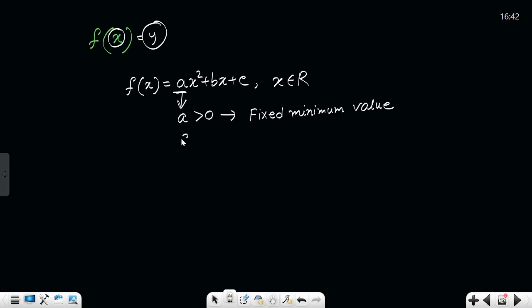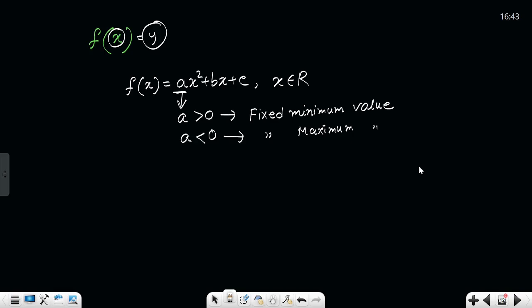And if a is less than 0, then what will we get? We will get a fixed maximum value. Remember this. Now, what are those values? What we got is that if a is greater than 0, you will get a fixed minimum value of f(x), and if a is less than 0, you will get a fixed maximum value of f(x).